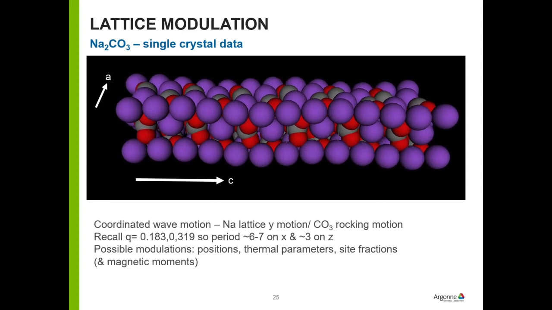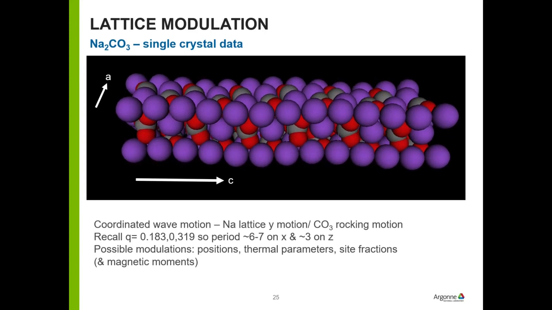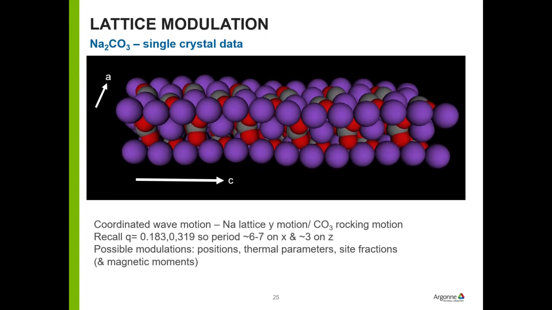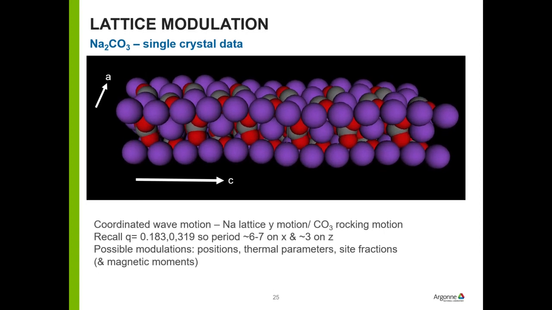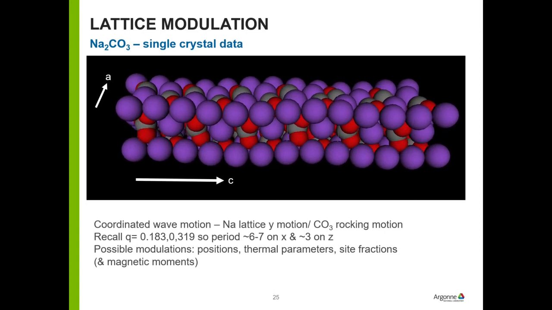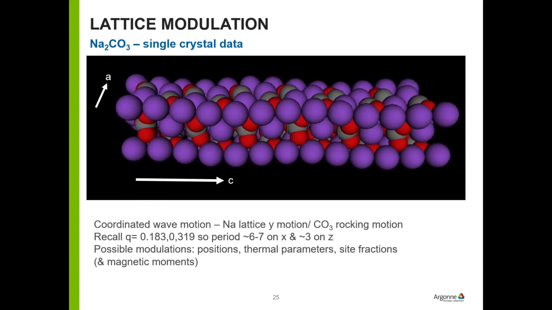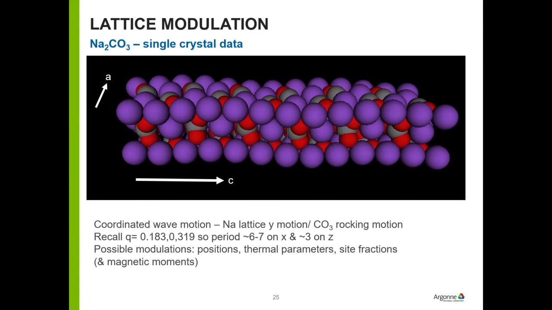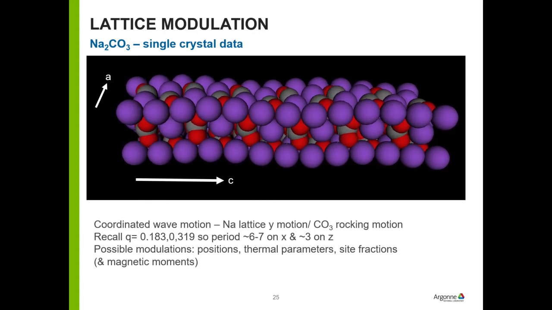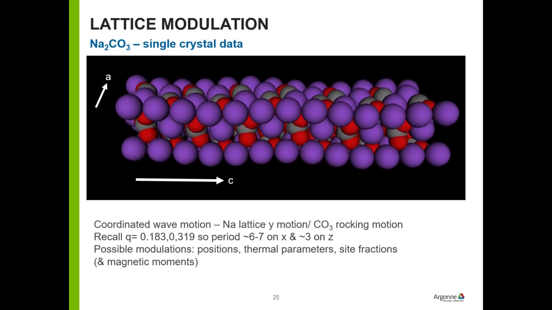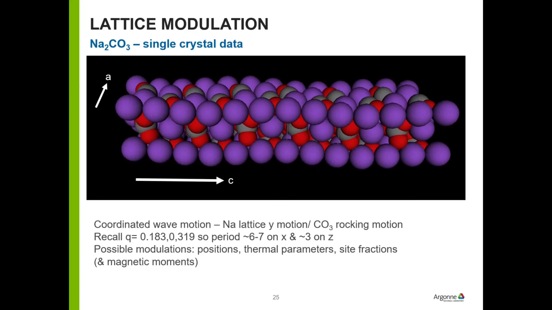And when you look at this, you can sort of see what's going on, is that the carbonate group is rotating while the sodium atoms are oscillating back and forth. And the sodium atoms are basically oscillating pretty much all together in phase from one place to another. Okay. Kinds of things that can be modulated are positions, which you can see. Temperature factors, they can actually change from place to place. Site fractions can change from place to place. And also magnetic moments.